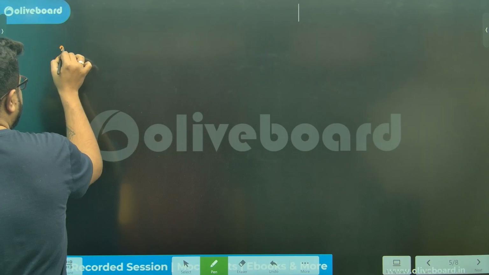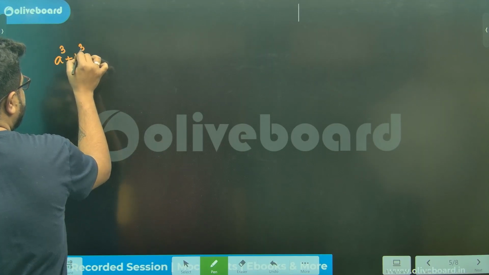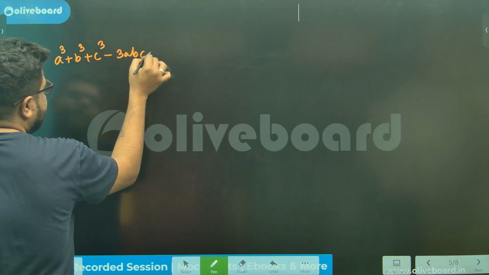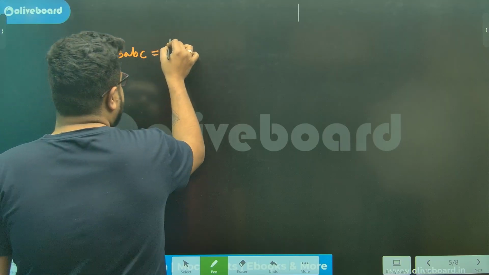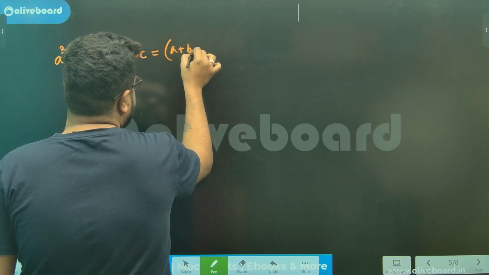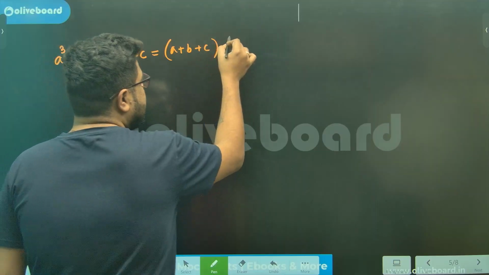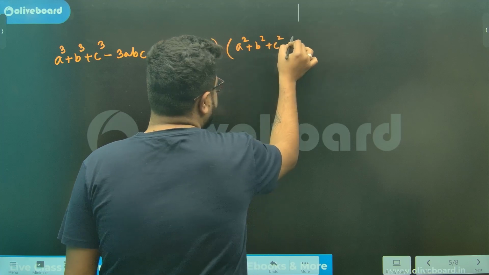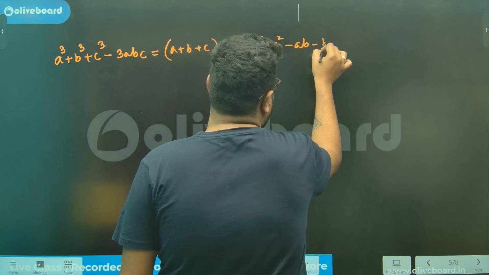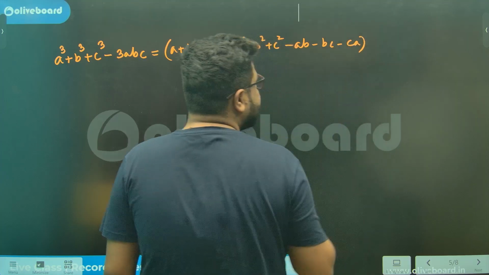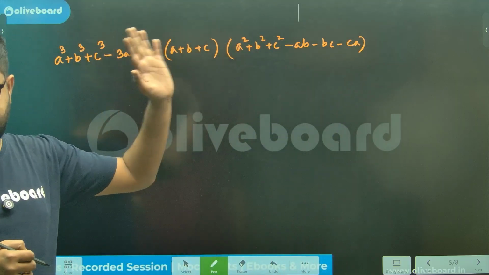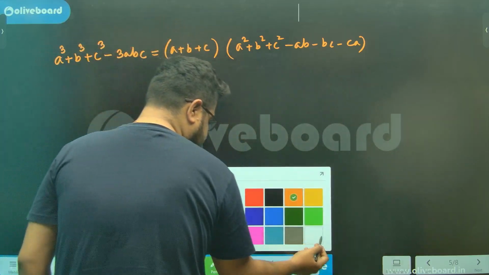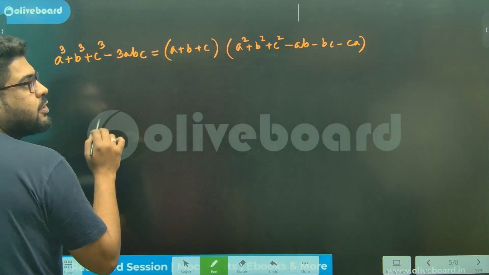a cube plus b cube plus c cube minus thrice of abc. It can be written as a plus b plus c into a square plus b square plus c square minus ab minus bc minus ca. This is exactly how you can deal with this. Now let me say a few things here. Very, very important stuff. You can expect many questions out of this.